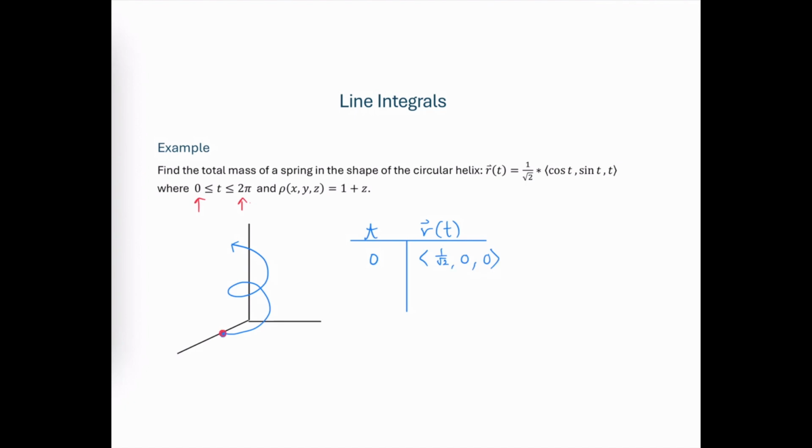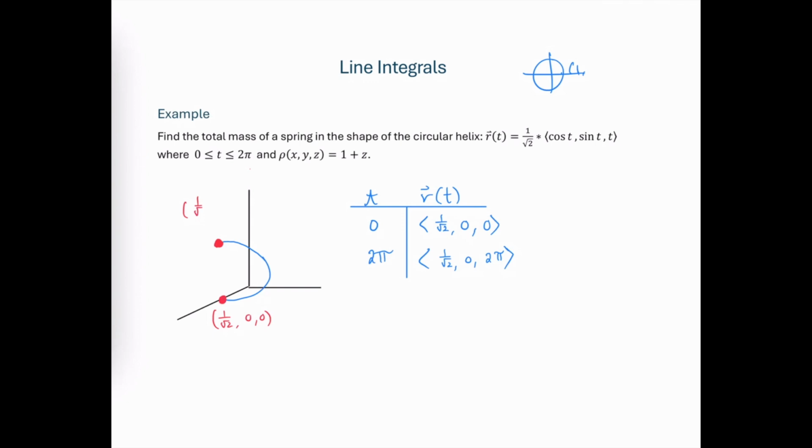At t equals 0, we begin here, and at t equals 2 pi, we get our terminal point (1/√2, 0, 2π). So we're looking at this section of the spring, and we also know that it has a varying density function, which means that the density of one section is different than the density of another section, and we need to add up all of these densities to get the total mass of the spring.